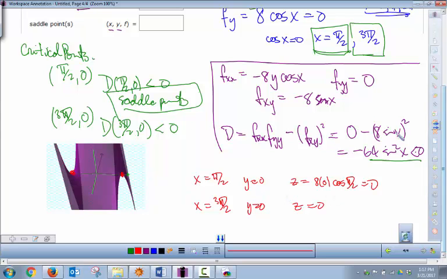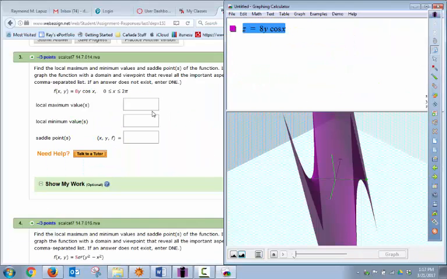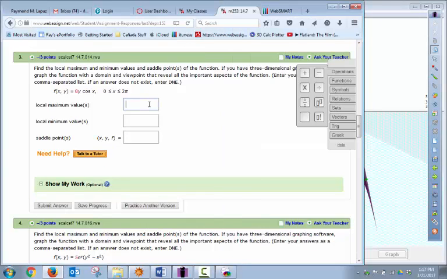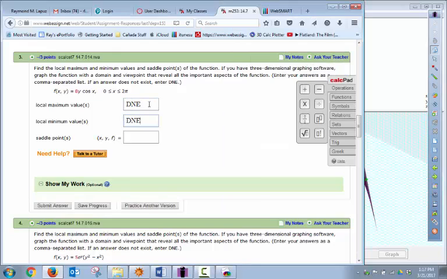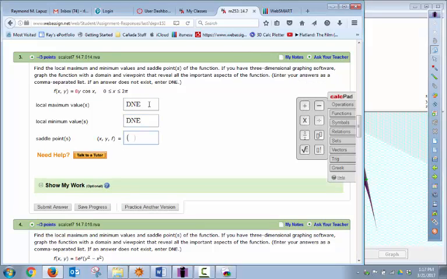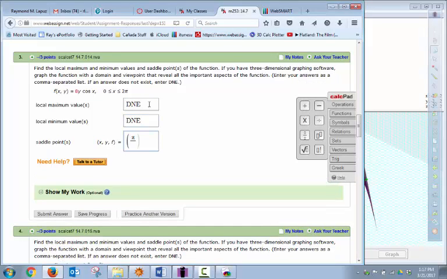Okay, so that's what we want to type in and see what happens. So DNE here, DNE here, and then now we got a couple of points. Pi over 2, comma 0, comma 0, and then another one, 3 pi over 2, comma 0, comma 0.